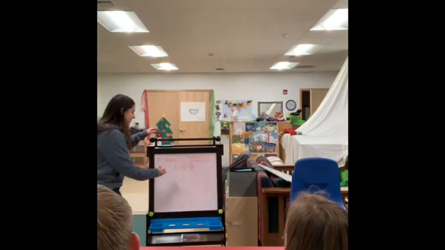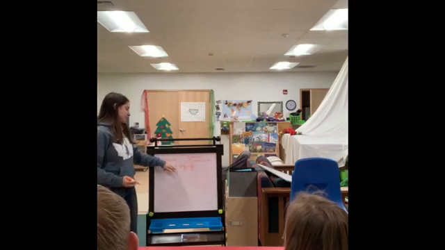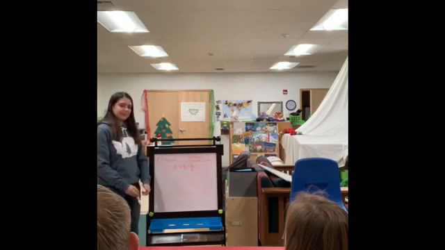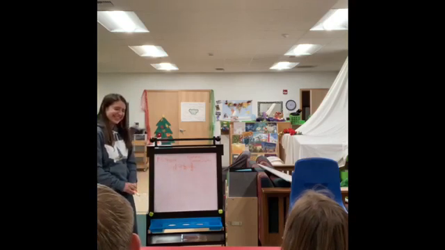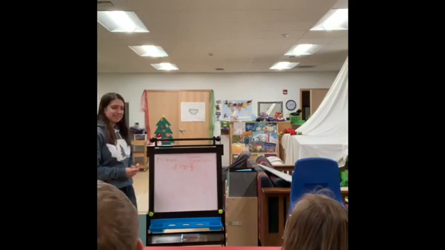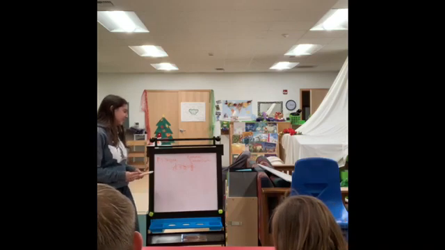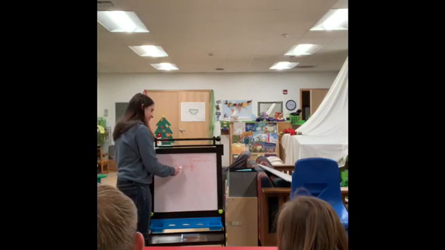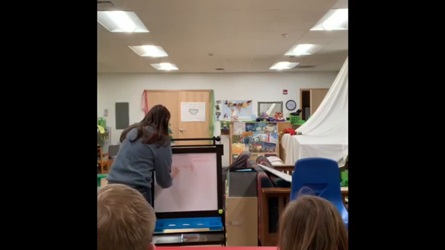Now, these fractions have the two bottom numbers in common. What are those two bottom numbers called? What are they called? Emily? What we're learning today, the common denominator. They're called denominators. And they're the same, so they are common denominators.